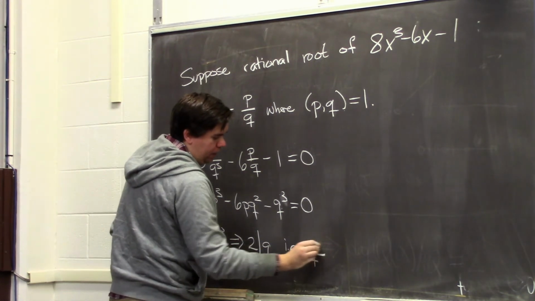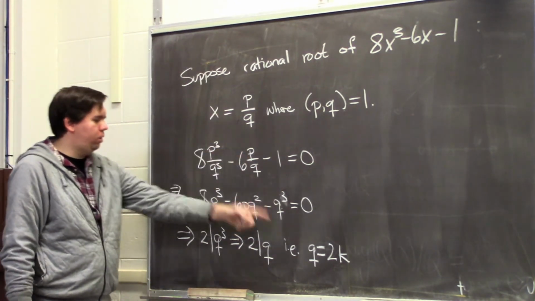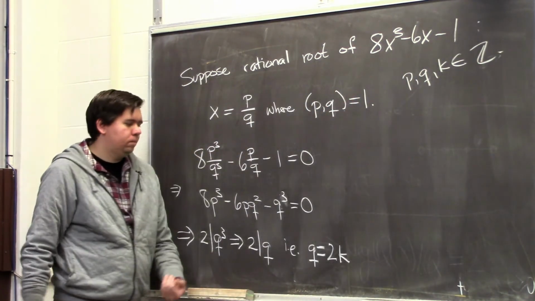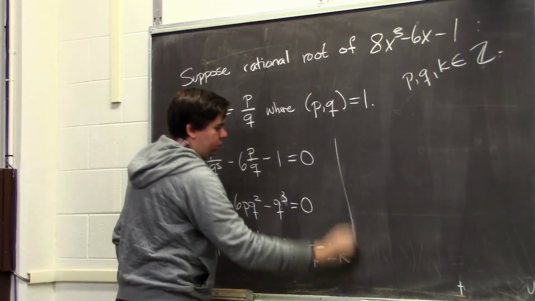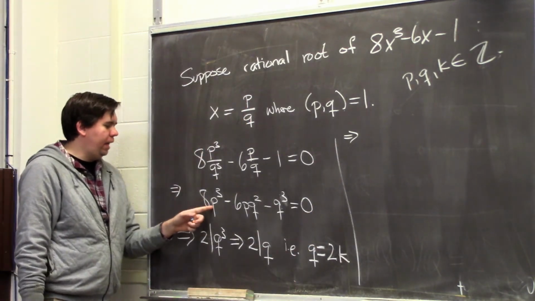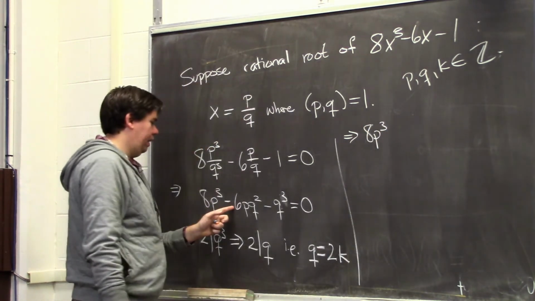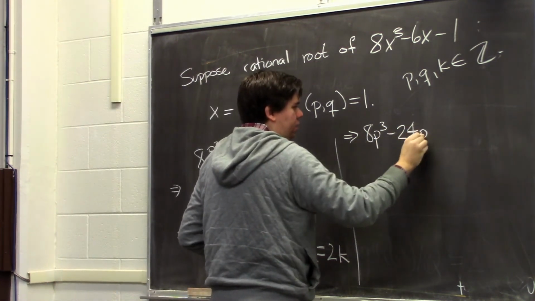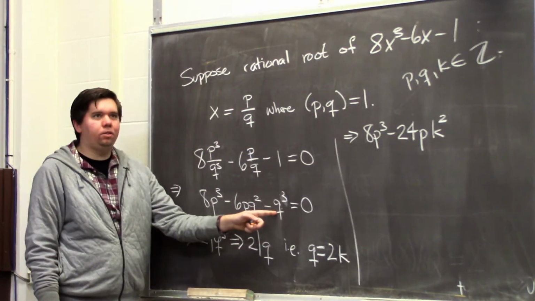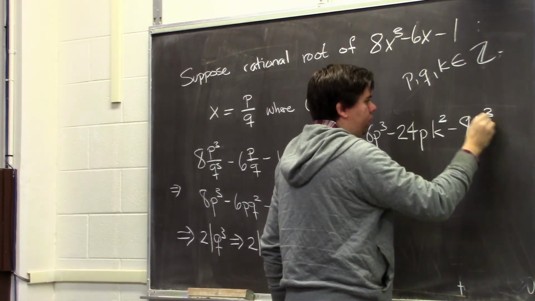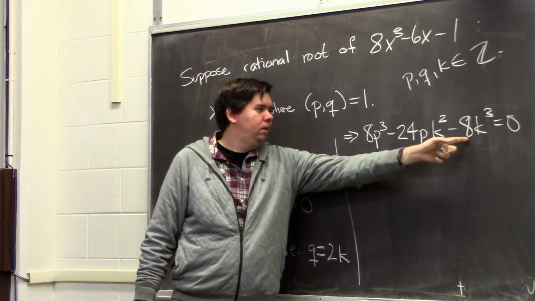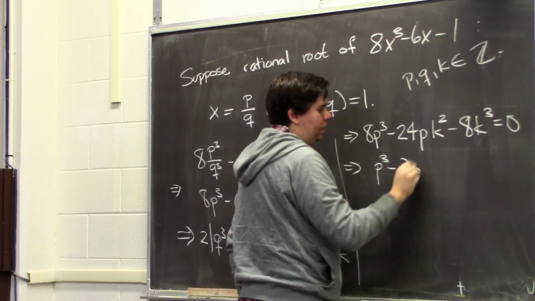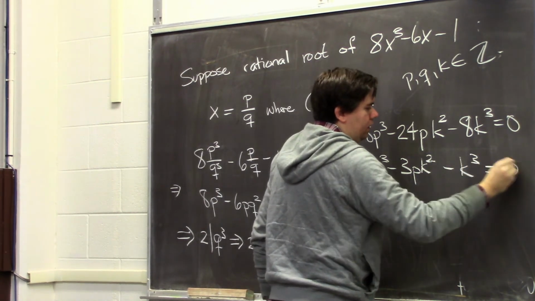That is, we could write q as 2 times some k, where p, q, and k are all integers. Let's plug that back in. Replace q with 2k, so I have 8p cubed minus 4k squared times 6p, so minus 24pk squared, minus 8k cubed is 0. Each of these terms has an 8, so you can pull that out and divide by 8. The other side's 0, so it just becomes p cubed minus 3pk squared minus k cubed is 0.